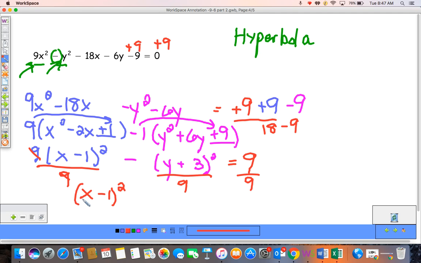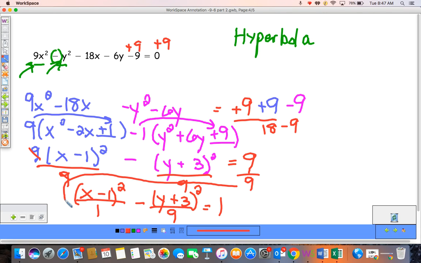And I like to go ahead and write the 1 underneath here. I don't know if you have to, but I like to. And then this one doesn't change. There's nothing to cancel out. So just a 9 on the denominator. And then 9 over 9 is 1. So there you go. There's standard form. And we know that's a hyperbola.